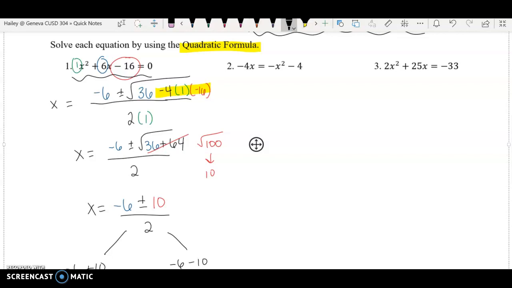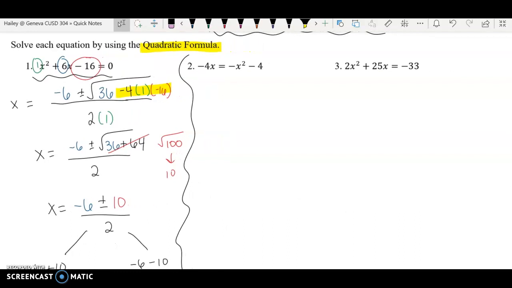All right, so let's look at number 2. This one's a little bit different. It's a little ugly. At least that's what I always call it, because it's all over the place, right? Remember, in order to do this, we need to have it equal 0. So the very first thing I'm going to do is move everything over to the left. Okay, so we would have x squared minus 4x plus 4 equals 0. Make sure when you have to move things that you put it in the correct order. You need x squared, x, and then no x.